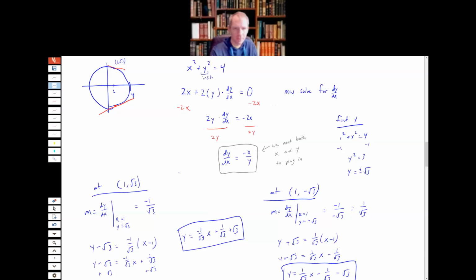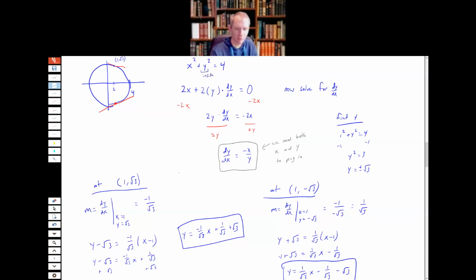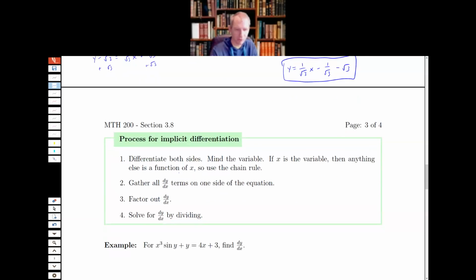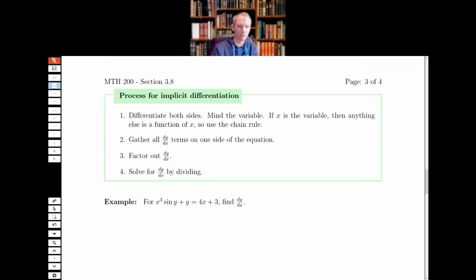All right, so this was an example of implicit differentiation. What I want to do now is make this a little more formal and look at some more challenging questions. So here's our process. In the last example, we really illustrated step 1, right? Differentiate both sides, be mindful of the variable. So if x is a variable, anything else is a function of x, and we use the chain rule, okay?